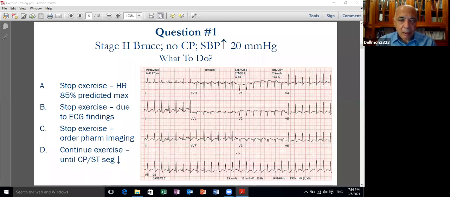Stop exercise because the heart rate reached 85% of maximum predicted heart rate, or stop exercise due to ECG findings, or stop exercise and order pharmacological imaging, or continue exercise until chest pain or ST segment depression becomes more marked. So if you look to this electrocardiogram, you will find that in lead V1, V2, and V3, there is an ST elevation. So ST elevation of 1 millimeter is an indication to stop the exercise test.